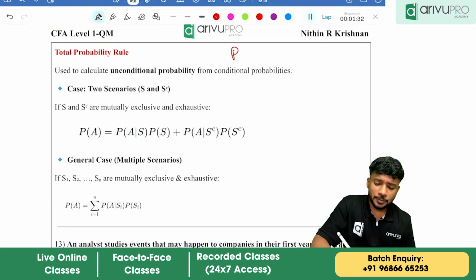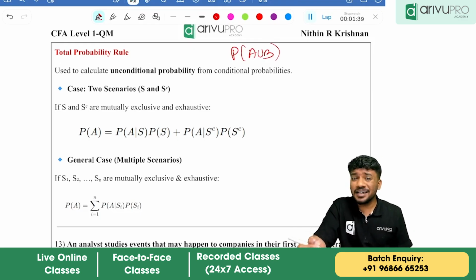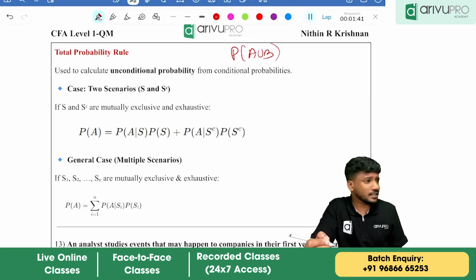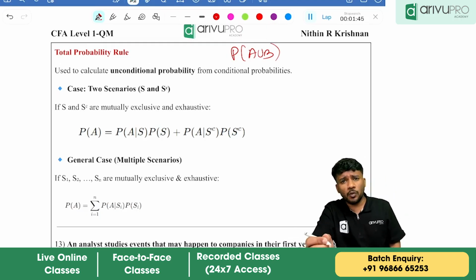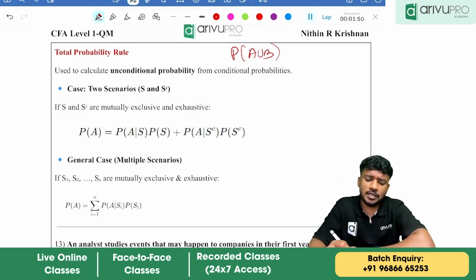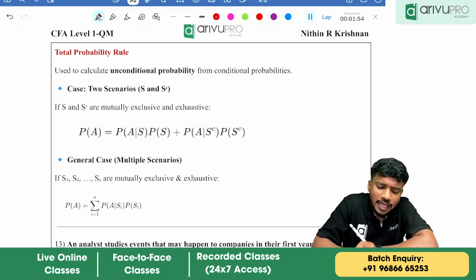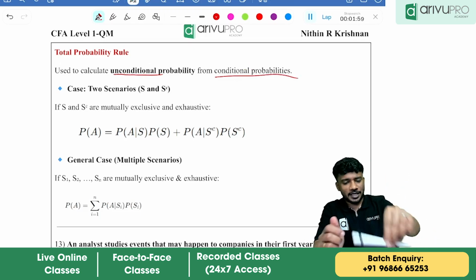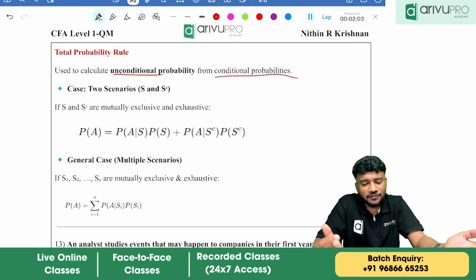Previously, I told you how P of A union B can be called total probability. But that is actually just the addition of all the given things. At the end of the day, when it is mutually exclusive and exhaustive, it will be equal to 1. But we should study it in a more advanced manner over here, to calculate unconditional probability from conditional probabilities. So we are calculating unconditional from conditional.